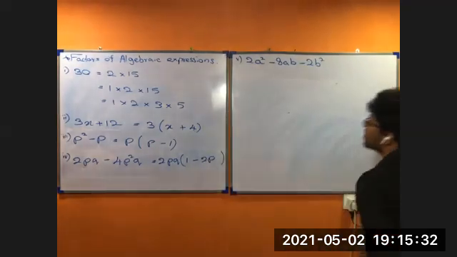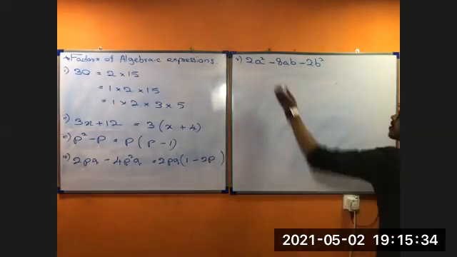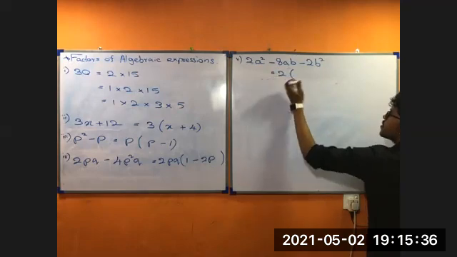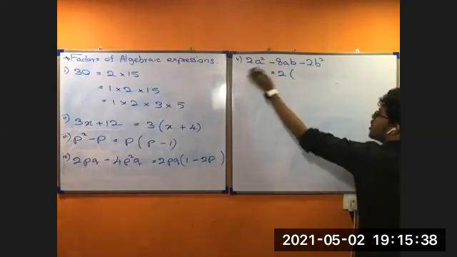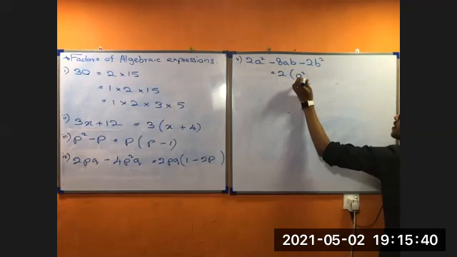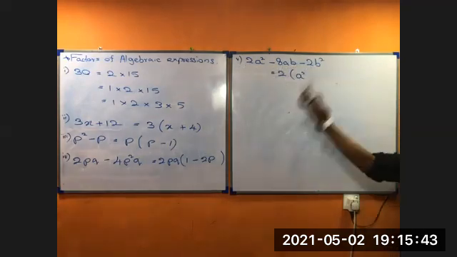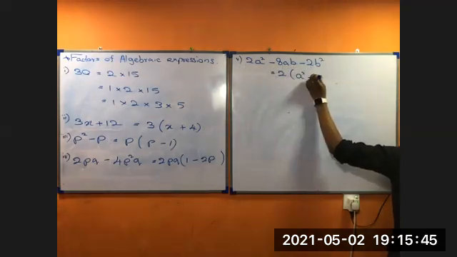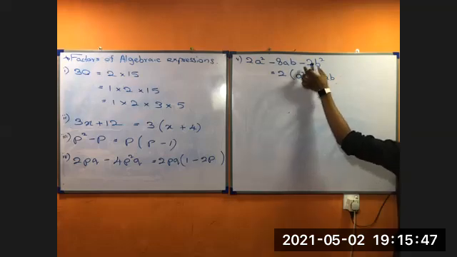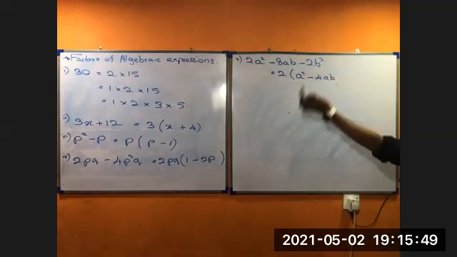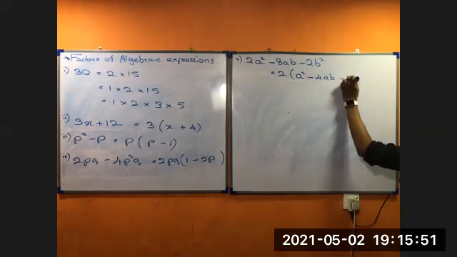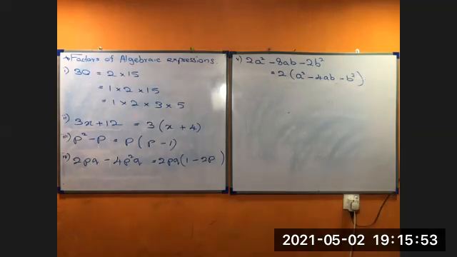What happens when you take 2 outside? From 2A squared, you take 2 out, the remaining is A squared. From minus 8AB, you take 2 outside, it is going to be minus 4AB. And from minus 2B squared, you take 2 outside, it is going to be minus B squared. Okay, I hope it's clear.